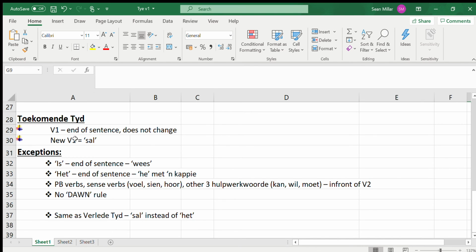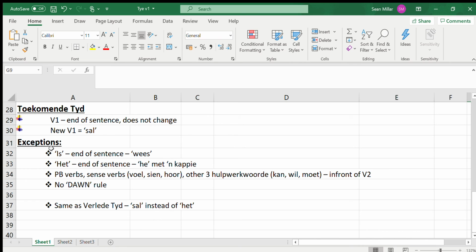And then instead of replacing the empty spot now with a het, you replace it with a sal. Some exceptions: if you have is in your verb 1 position, when is moves to the end of the sentence, it becomes wees. If you have het in your verb 1 position, when you move het to the end of the sentence, it becomes hê, and obviously when I say met 'n kappie, hê, that E must have that little kappie thing on it.